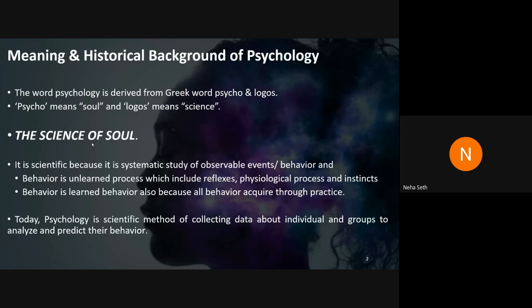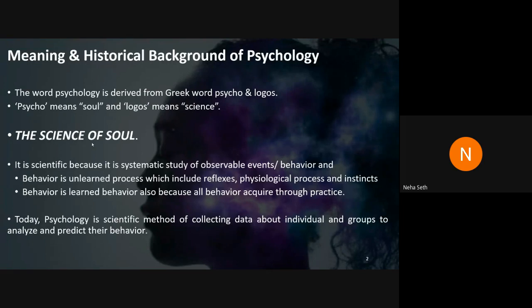Starting with a very basic thing, the meaning and historical background of psychology. As I said, the word psychology is derived from the Greek words psyche and logos. Psyche means soul and logos means science. So when I'm talking about psychology, it is the science of soul. There are various stages involved in psychology: the science of soul, and further we try to study the behavior of our soul, the behavior of our mind, our consciousness, and ultimately the study of our behavior. This is what we are studying when we talk about psychology.